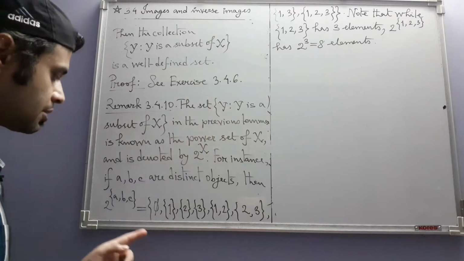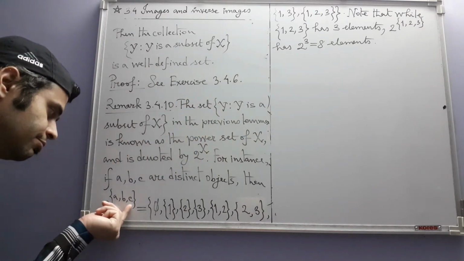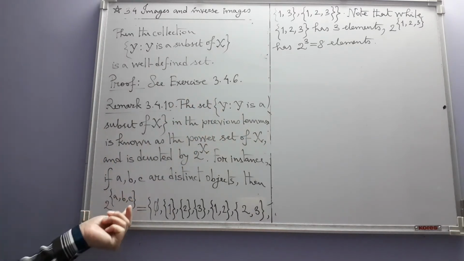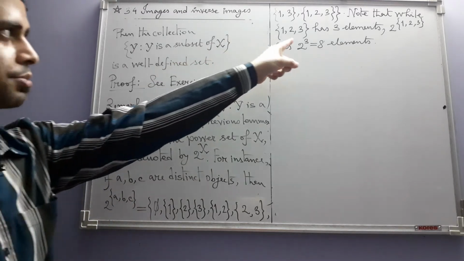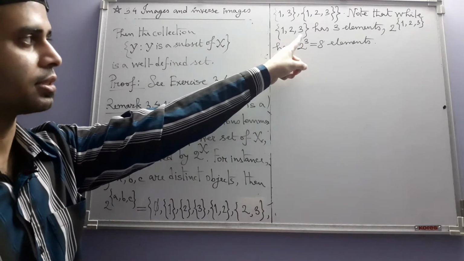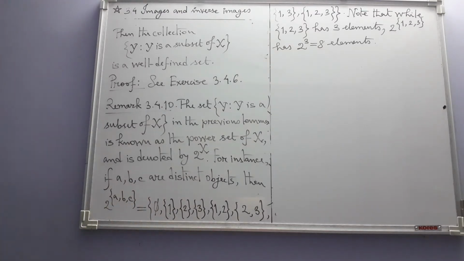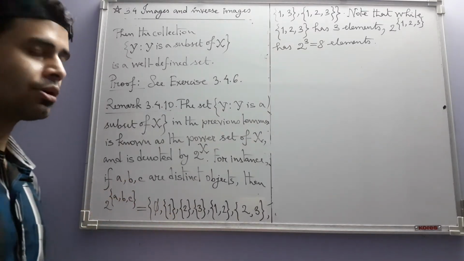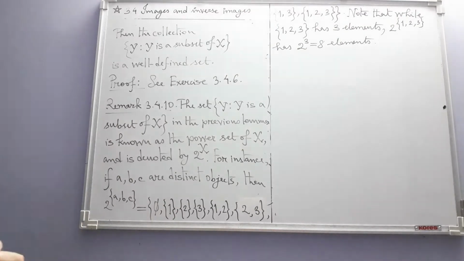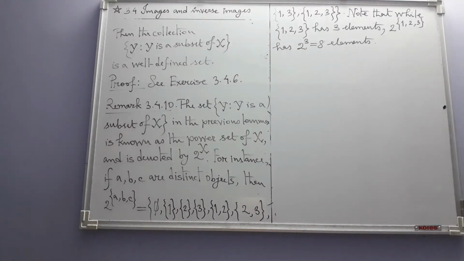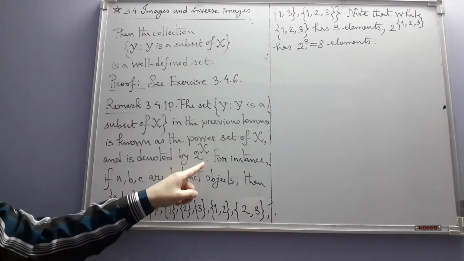So it seems that if we raise 2 to the power where the exponent is the cardinality of this set, then we get the cardinality of the power set. That is actually true in general, and we will prove this also in the 6th section. And this is the reason we have this notation.